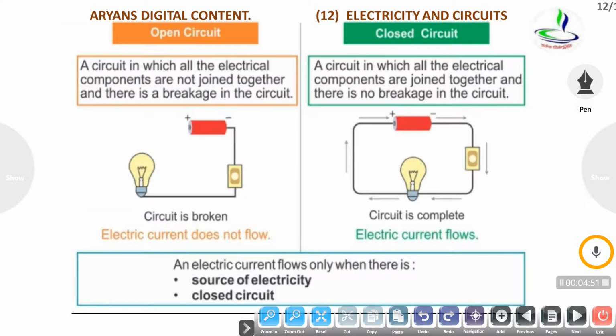Open circuit and closed circuit. What is open circuit? A circuit in which all the electric components are not joined together. There is a breakage in the circuit. And in closed circuit there is no breakage and all electrical components are joined together. This is a closed circuit. What are the conditions necessary for electric current to flow? First is a source of electricity, second a closed circuit.